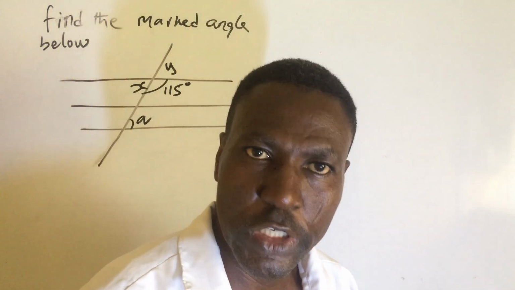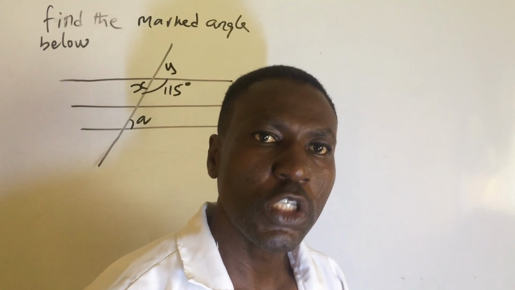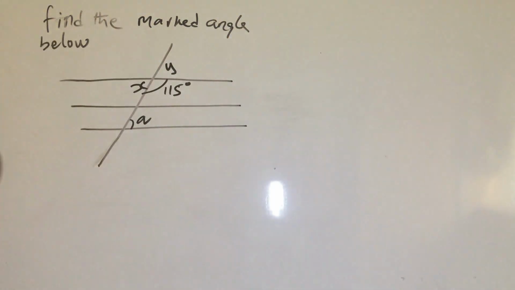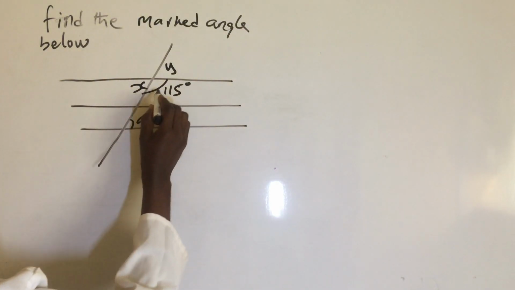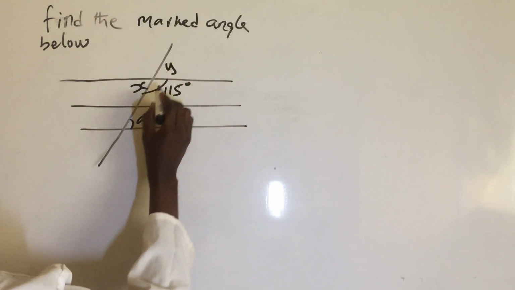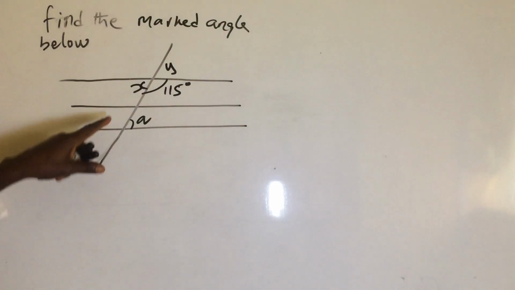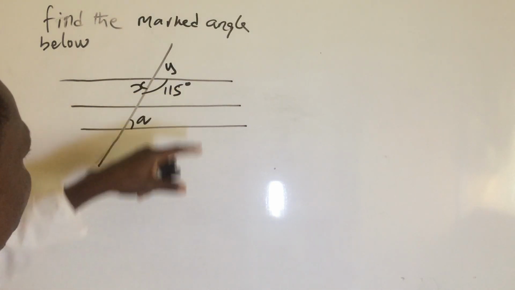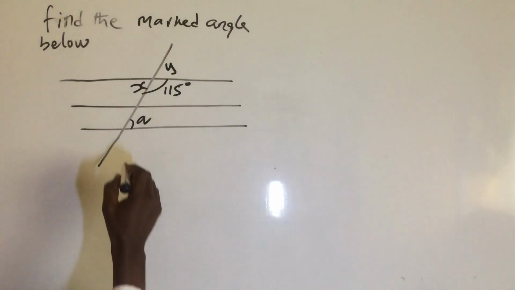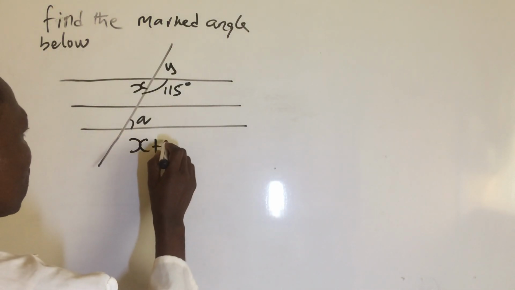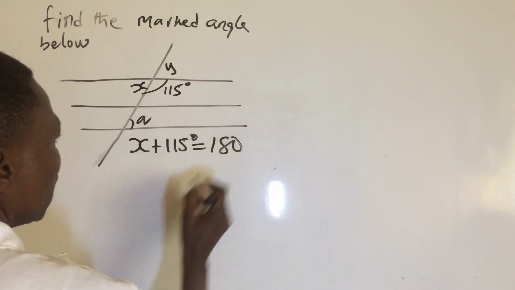considering angles on a straight line. We know angles on a straight line add up to 180, all right? Now, this is a straight line. So the angles on a straight line are 180, okay? Therefore, the addition of x and 115 will give us 180. We now say x plus 115 degrees equals 180.